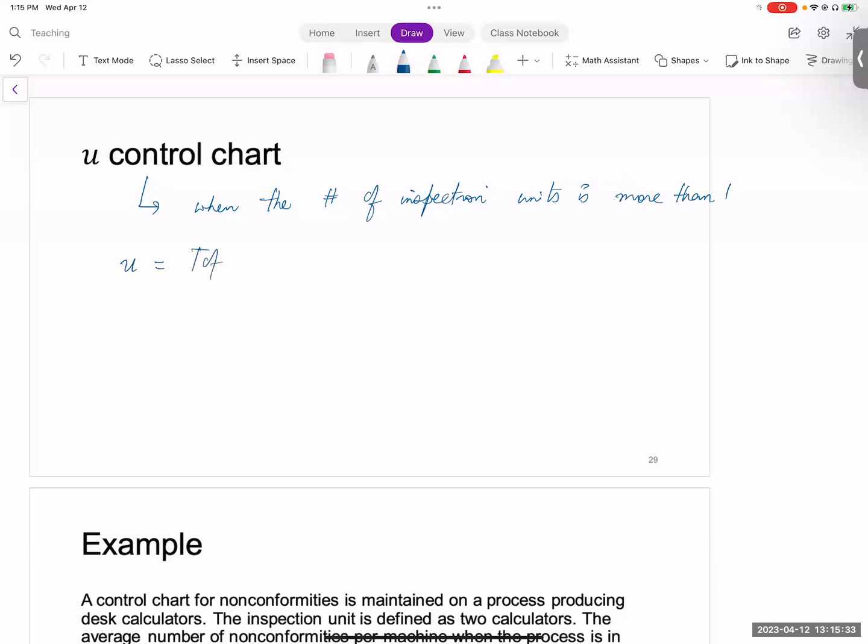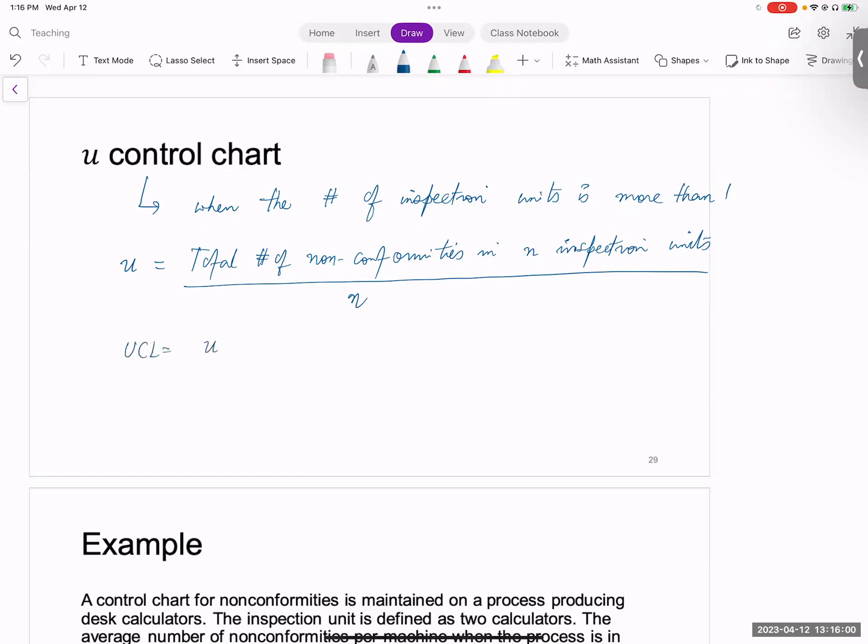is equal to the total number of non-conformities in N inspection units divided by the total number of inspection units, which is N. And then you can construct a U control chart whose UCL is equal to U plus 3 square root of U divided by N. CL is just U, and then LCL is U minus 3 square root of U divided by N. That gives you a U control chart. I hope that makes sense.